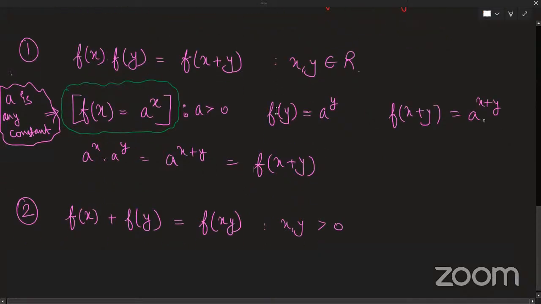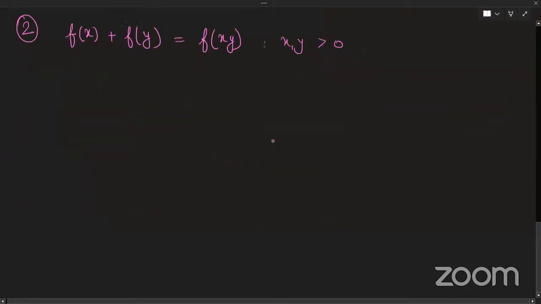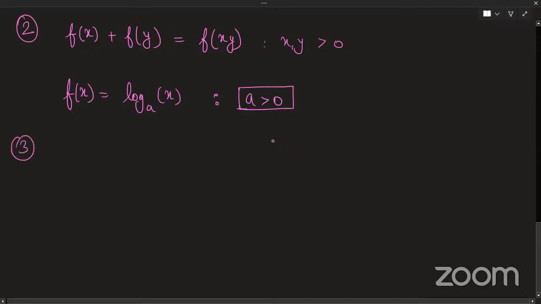Fine. ये समझ आया ना? Yes, correct, Pam. It is logarithm of x, where a is any constant. Okay. a is any real number, constant. ठीक है, third.